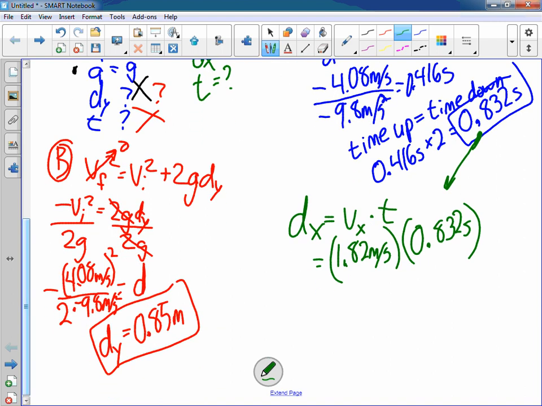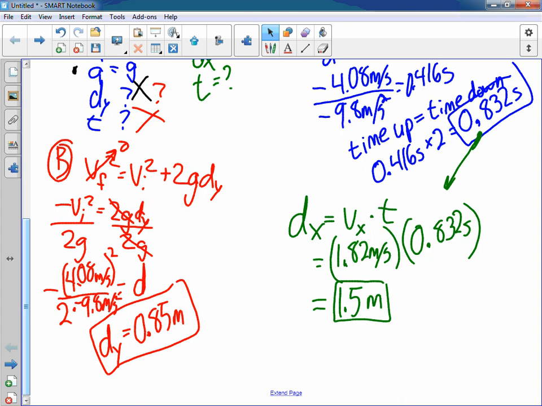1.5 meters. Yeah. 1.53 meters, okay, just 1.5 meters is just fine, okay? So that's how far away the object lands. That's the displacement on the X, the range.